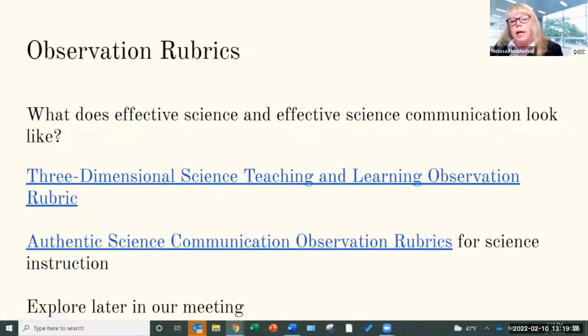All right, we are going to look at, a little bit later after our national presenter, two observation rubrics that also will help you as you're working with educators. One looks at just what is effective three-dimensional instruction? What should we be seeing in the classroom? The other one looks at what is authentic science communication? So in other words, how does literacy authentically interact with science instruction? So these two rubrics we're going to explore after we get a good foundation from our national presenter.